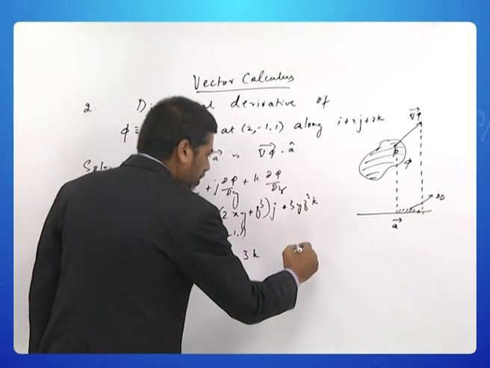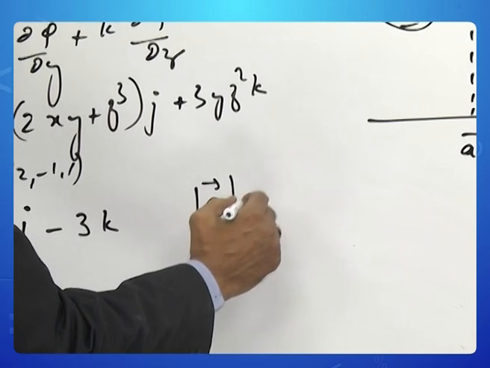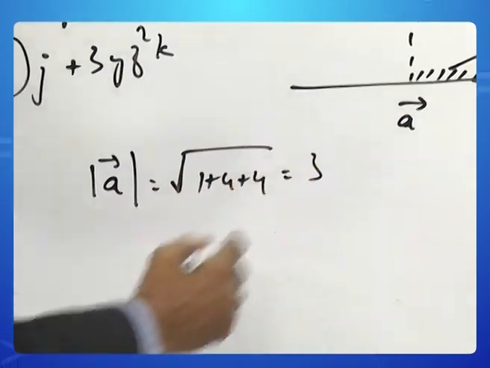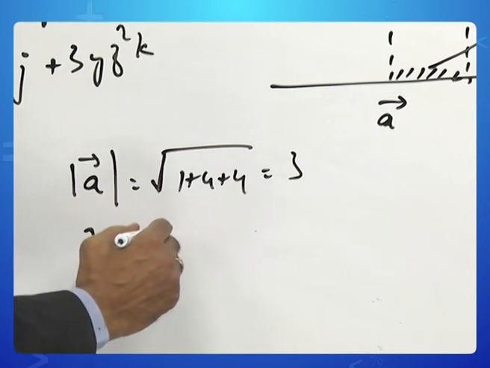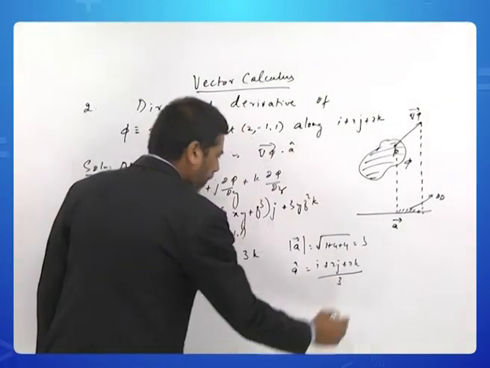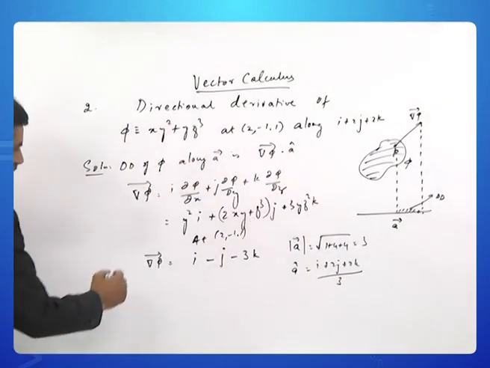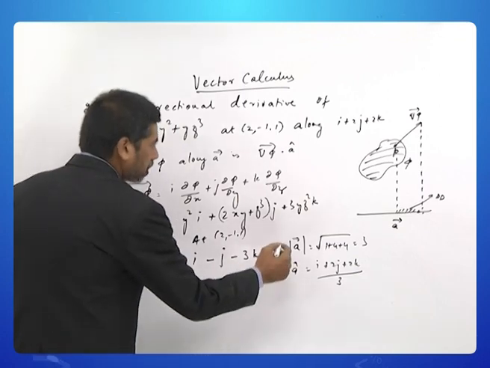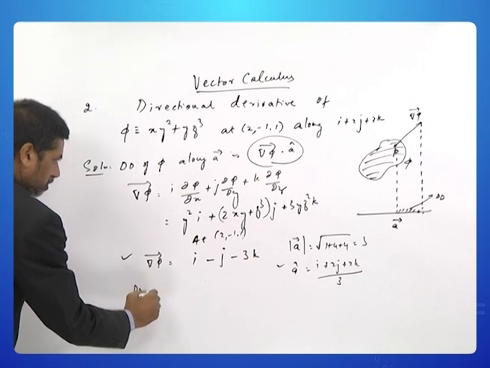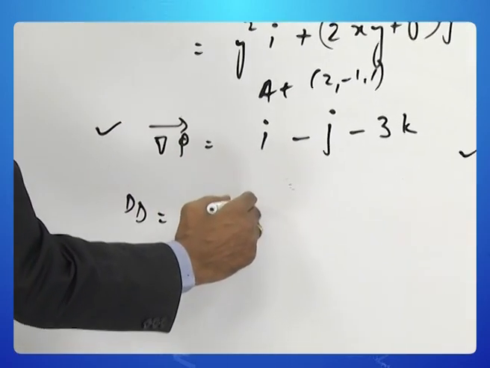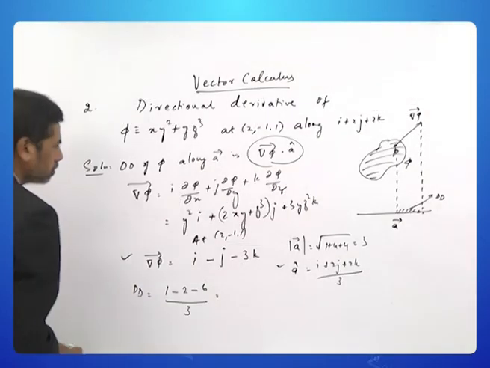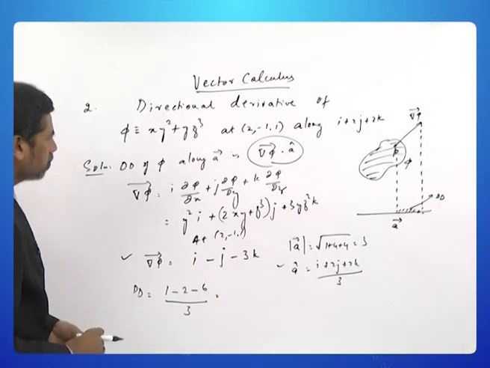At the same time, let us also calculate the magnitude of A, which is square root of 1 plus 4 plus 4, which is 3. So A cap is equal to i plus 2j plus 2k divided by 3. So now we have del phi, we got A cap. Let's take the dot product. That gives the directional derivative is equal to 1 minus 2 minus 6 divided by 3. So let's go back into the calculation and check once again.